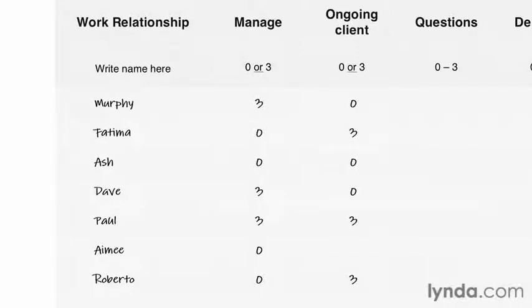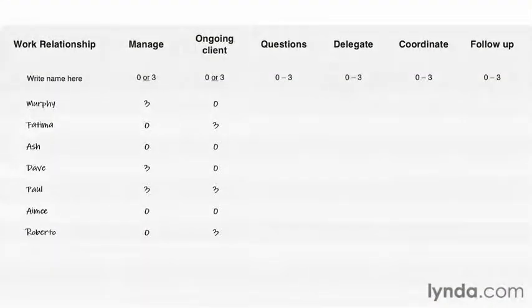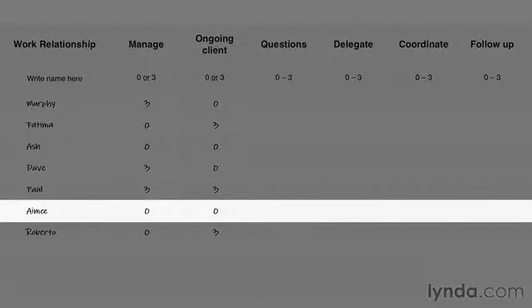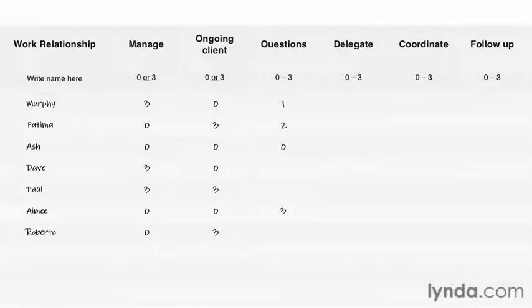The rest of the columns, questions, delegate, coordinate, and follow-up, can simply be answered with a 0, 1, 2, or 3. 0 would represent never, 1, rarely, 2, occasionally, and 3, frequently. So, for instance, if I put Amy's name here and we both frequently ask each other questions, then I would put 3 in the questions column. Fill in each of the columns for the various people that you meet with.